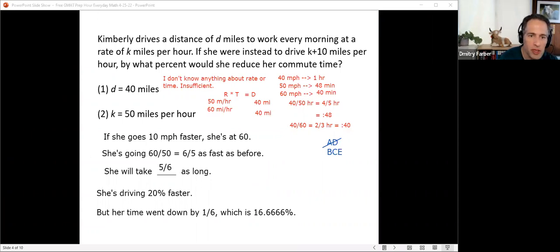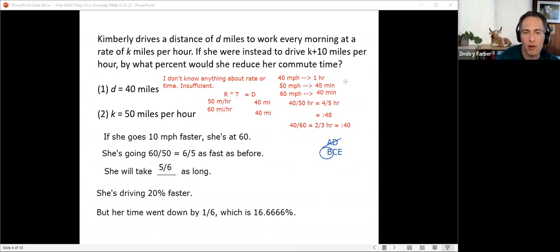So with that in mind, since we know she's 20% faster, she's taking 16.66% less time, that was my point, then we can answer the question. We do not need both together because we weren't asked how long she was going to take. If I needed to know how long she would reduce it by, then yes, it would change. If she were going 40 miles, she would save herself 8 minutes. If she were going 80 miles, she'd save herself 16 minutes, et cetera, right?